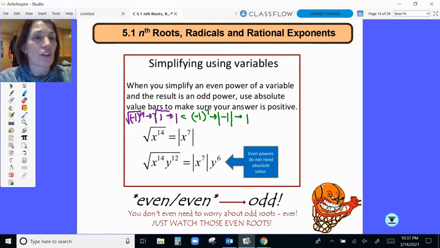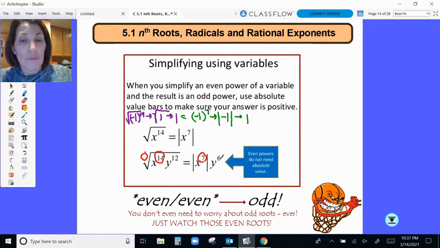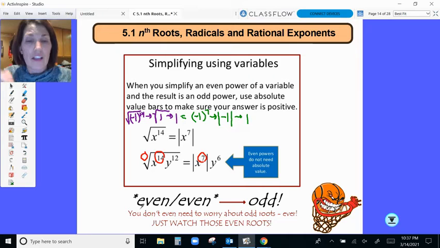Now this only occurs, again, if we have an even index with even powers and it comes out to an odd power after you simplify. If it has an even index here and it simplifies to an even power out here, it doesn't matter, because a negative number simplified is going to become positive because of the nature of the positive power. Any negative number to an even power is going to result in a positive number, okay? So again, any even out to an odd, those are the ones you have to worry about. If it's an odd root, you don't even have to worry about it, okay? Just watch our even roots.